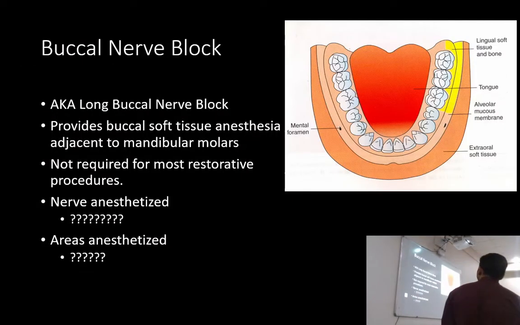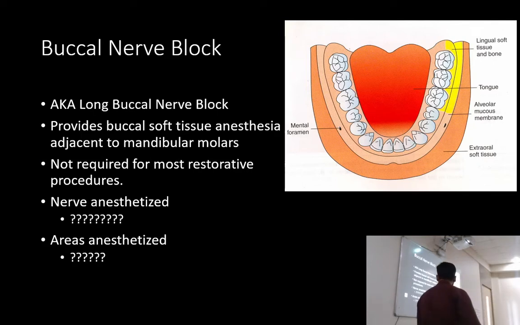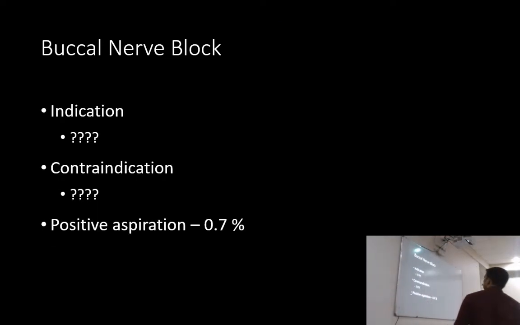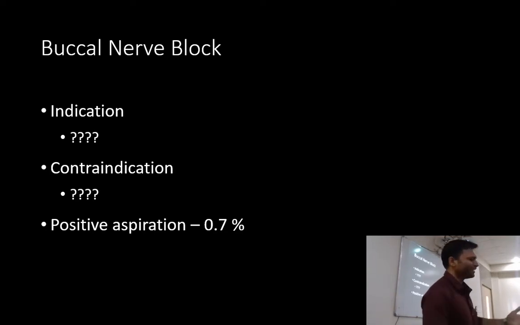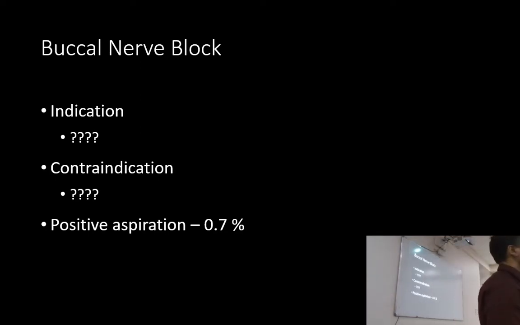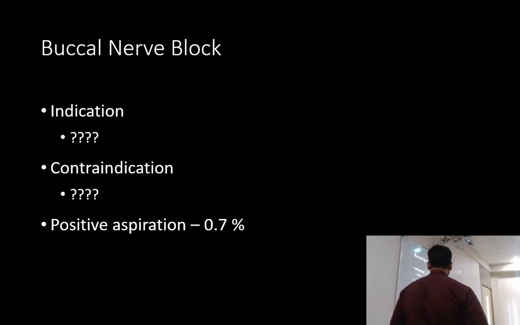So it is also called a long buccal nerve block. As I mentioned earlier, it provides buccal soft tissue anesthesia in the molar region. So nerve anesthetized एक ही है, buccal nerve. Area anesthetized again, buccal mucoperiosteum in the molar region, mandibulomolar region. So indication, any soft tissue surgery in the molar region, buccal portion of the buccal side of the molar region.